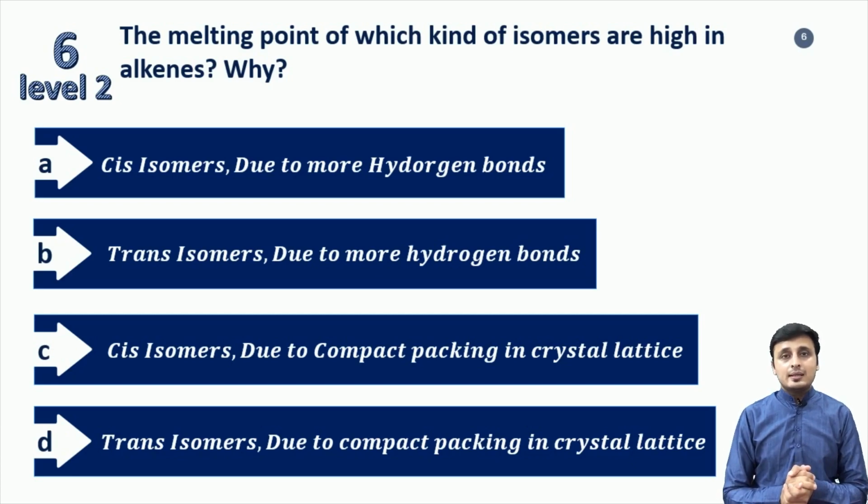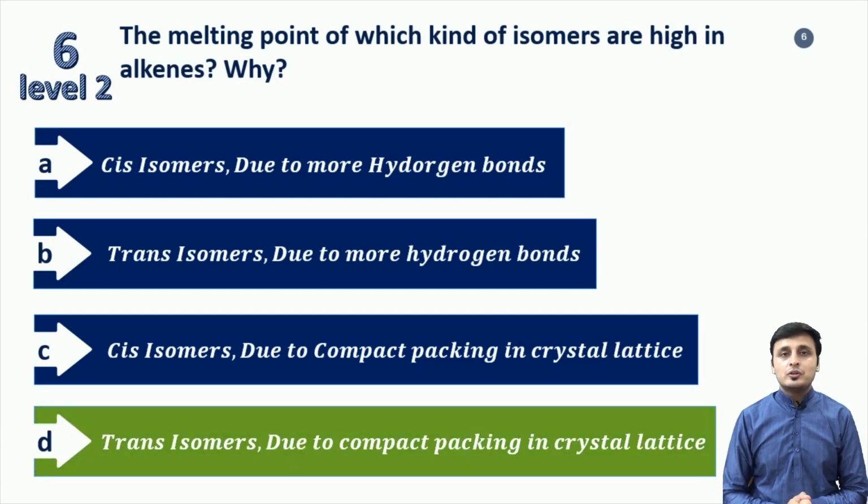So the correct answer for this question is trans isomers, and this is due to the compact packing in the crystal lattice, and therefore the correct answer is option D. Alkenes cannot form hydrogen bonds, and therefore hydrogen bonding is not the correct answer in this case. Now when we see the options, the correct option for this question is option D, trans isomers, due to the compact packing in the solid crystal lattice.